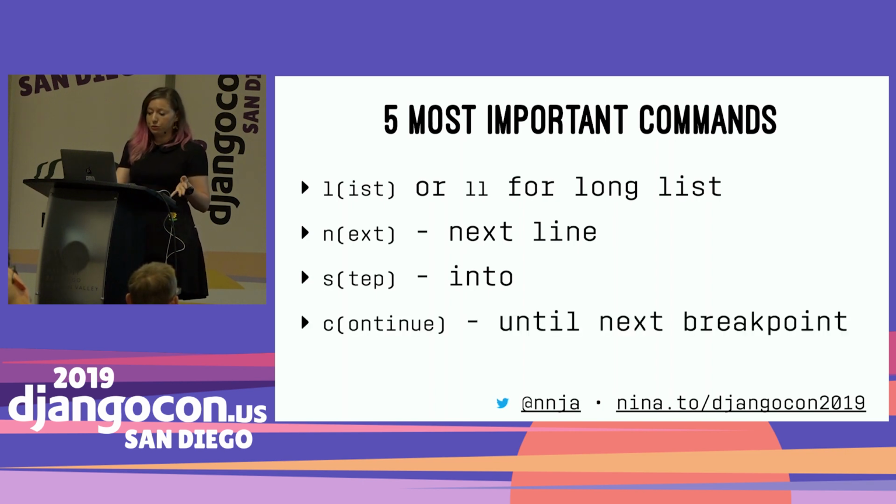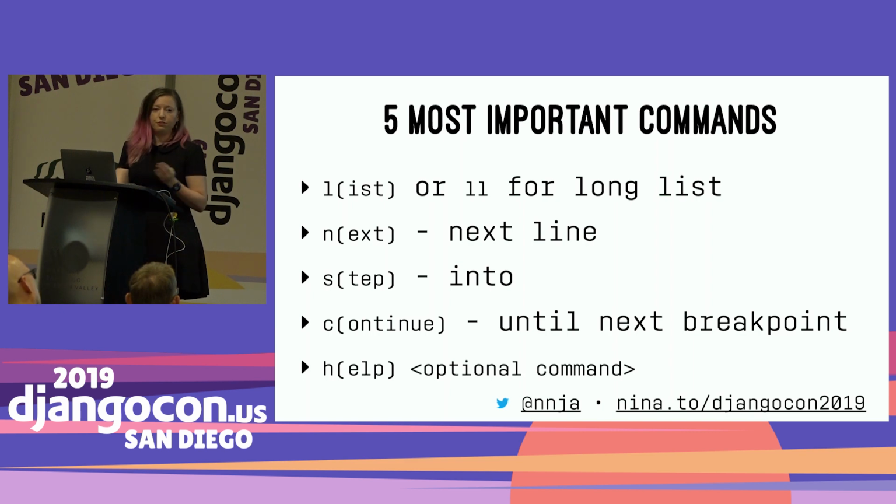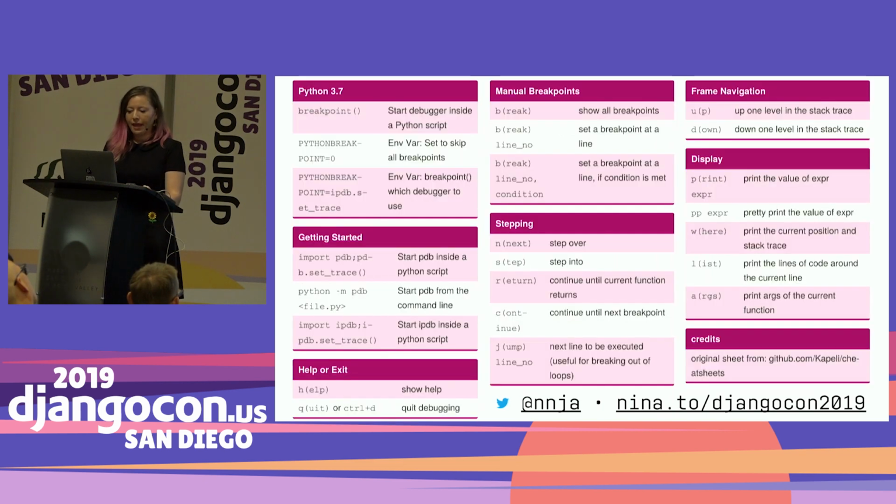C is for continue to the next breakpoint or until the program completes. And then H is for help with an optional command. If you forget what the commands are, there's documentation available right there in the tool.